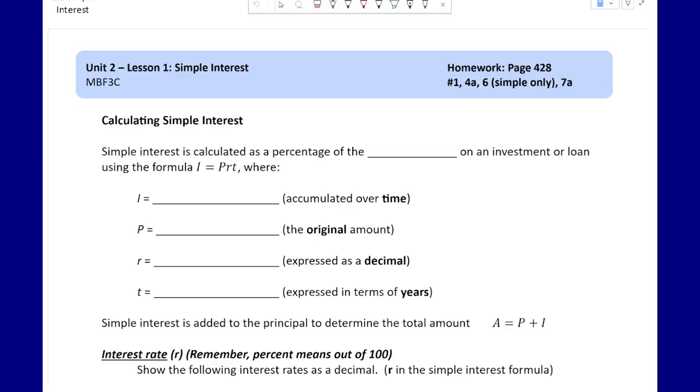In today's lesson, we are going to be looking at simple interest. So this is our first lesson in the finance unit, and we're going to be looking at different types of interest. The first one we're going to look at is the simple interest. Now, simple interest is calculated as a percentage of the principal, or initial, or starting amount.